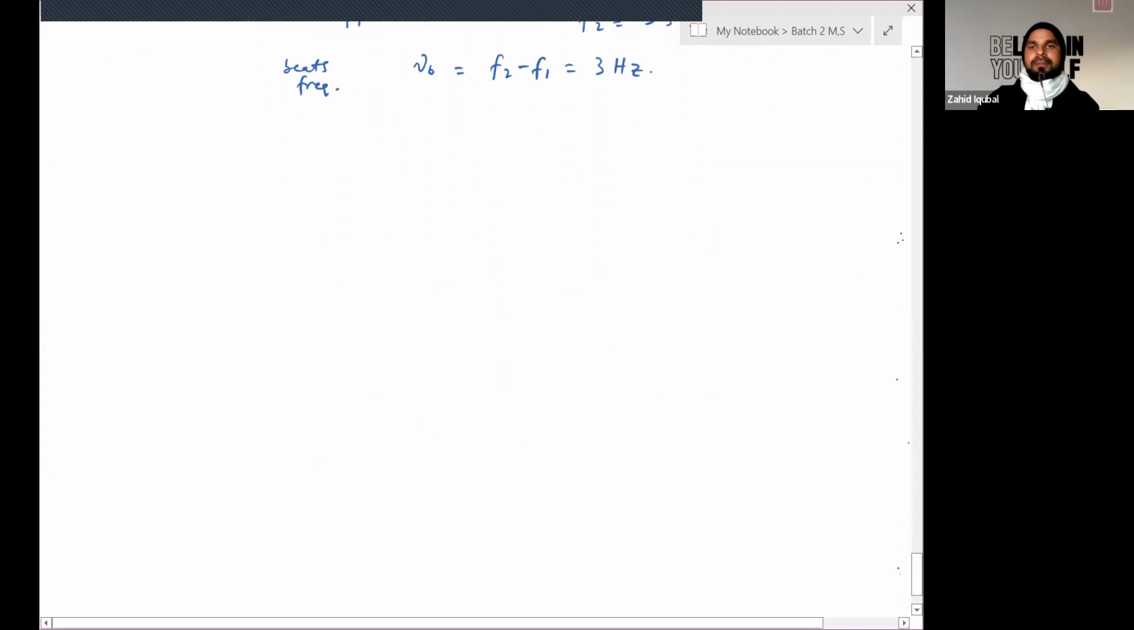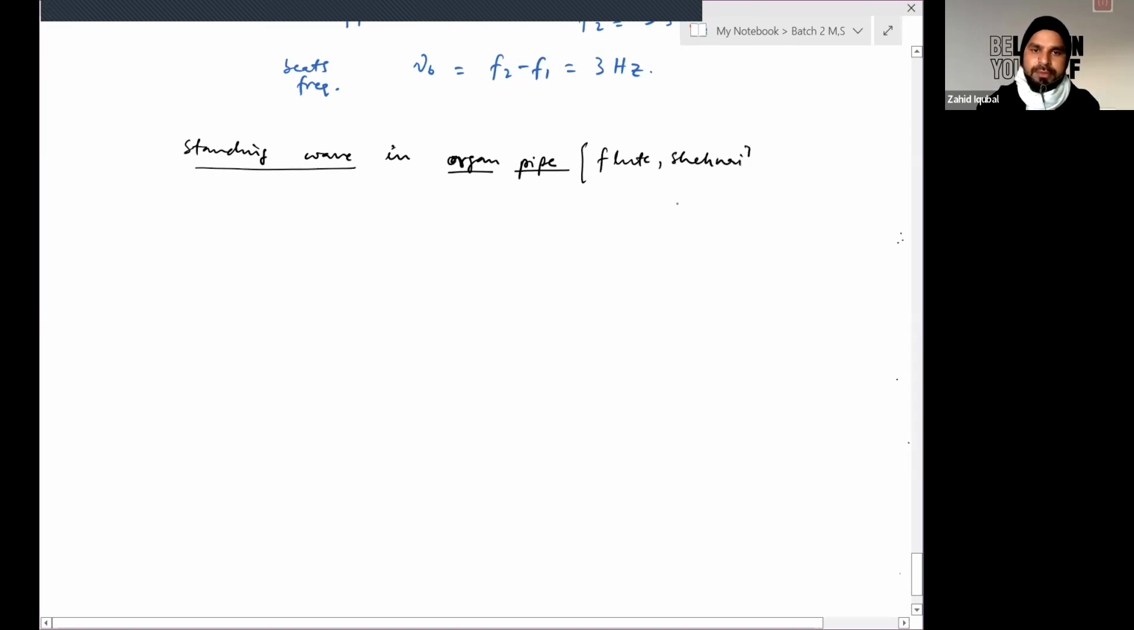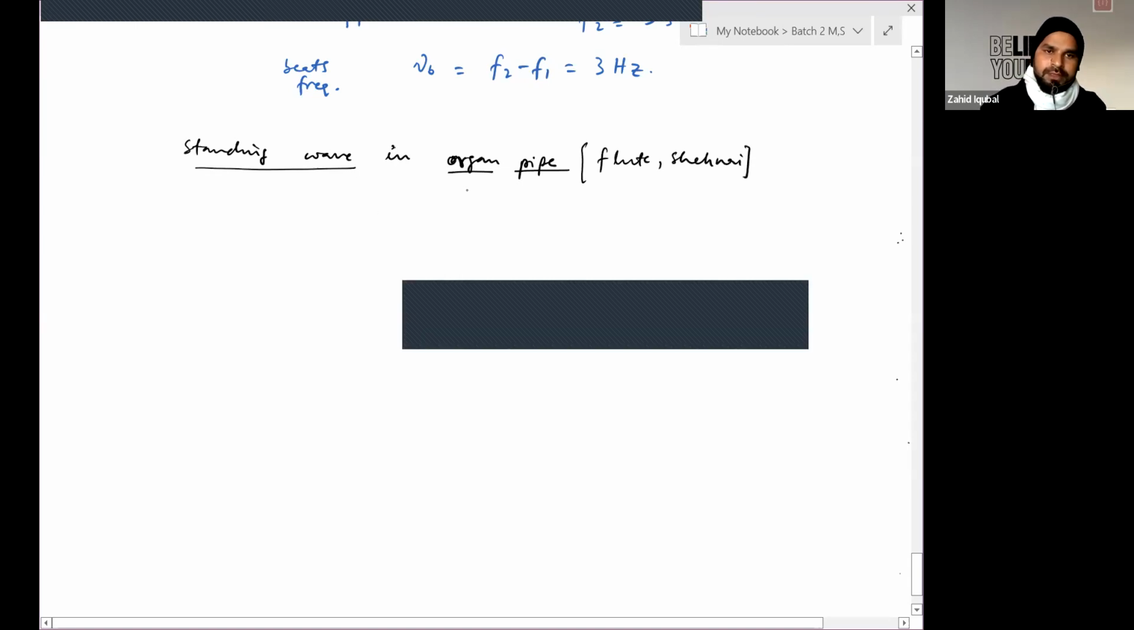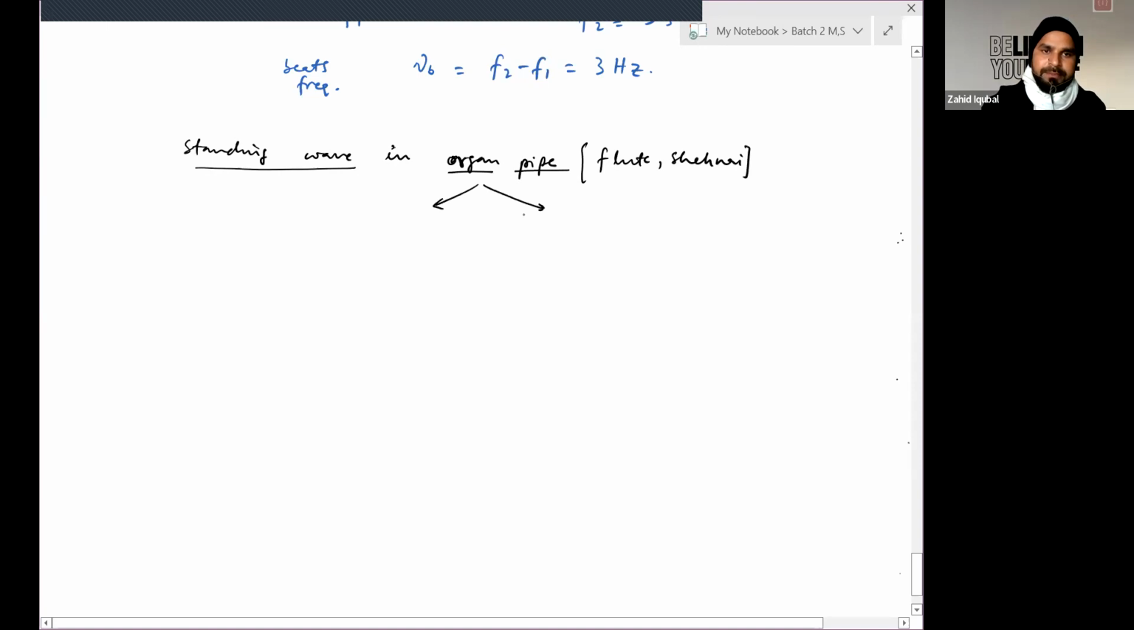One last part, standing wave in organ pipe. Organ pipe means flute, shehnai, these types of instruments. So mainly we have two types of organ pipe. One is open organ pipe and the other is closed organ pipe.